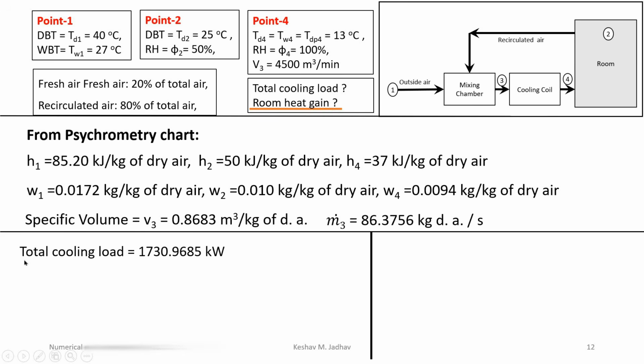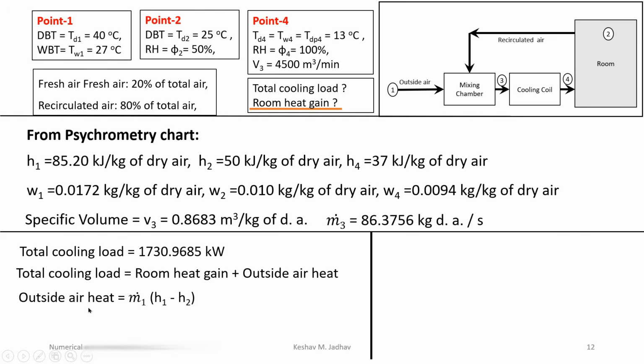So to calculate room heat gain, we have calculated total cooling load is equal to 1730.9685 kilowatt, and we have total cooling load is equal to room heat gain plus outside air heat, and here we have to calculate room heat gain. Total cooling load is known to us, so if we calculate outside air heat, then we can calculate room heat gain. So to calculate outside air heat, we have formula M1, that is mass flow rate of outside air, into change in enthalpy. So enthalpy of outside air minus enthalpy of room air, that is recirculated air.